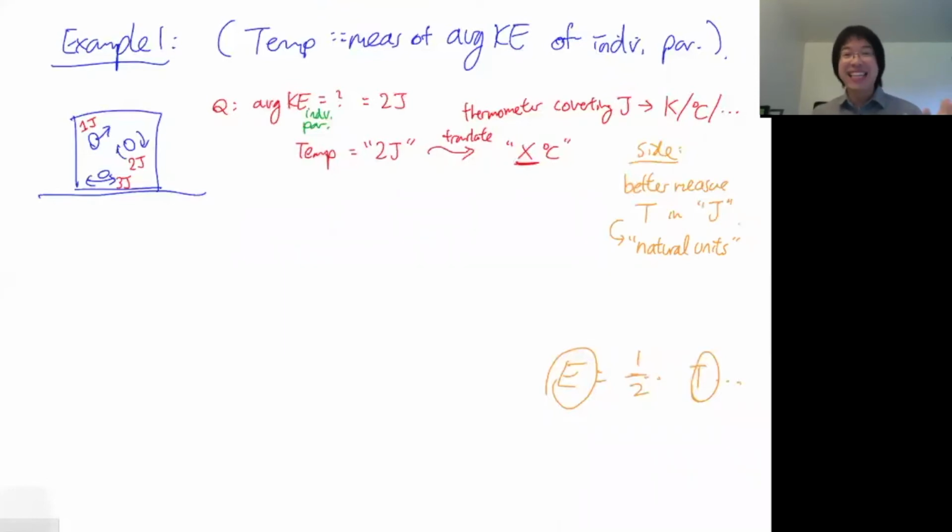So in my daily life, if I do need to talk about temperature, when we communicate, we don't even use Kelvin. We don't use Celsius. We use joules, because it immediately tells us temperature measures energy. Okay.